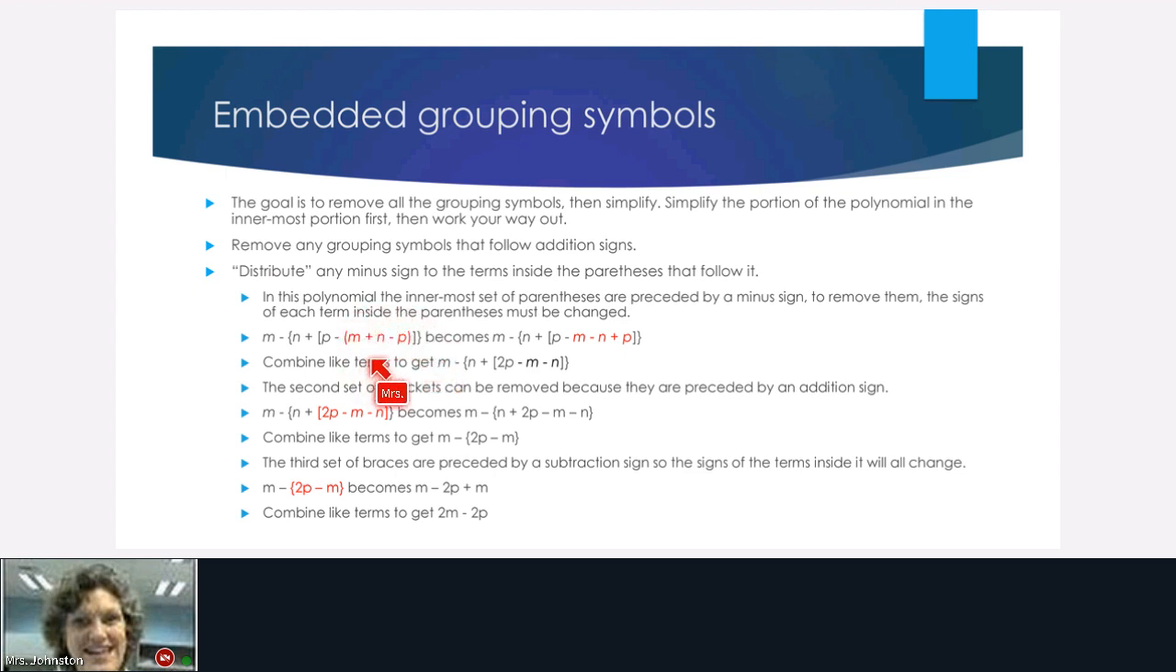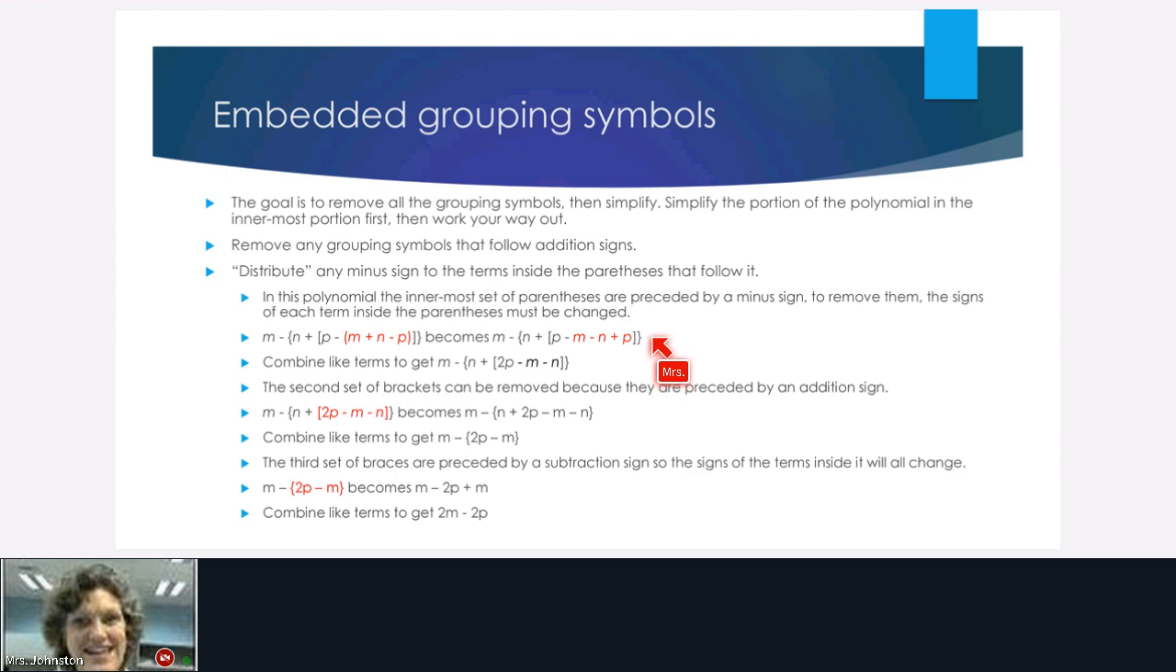Starting from the inside out, in this example, m plus n minus p are in the inside set of parentheses, and they have a minus sign in front of them. To get rid of those parentheses, I have to change it to minus m minus n plus p. I change the signs of each of the three terms, allowing me to remove the parentheses. I left the initial p in that bracket because it was not being subtracted.